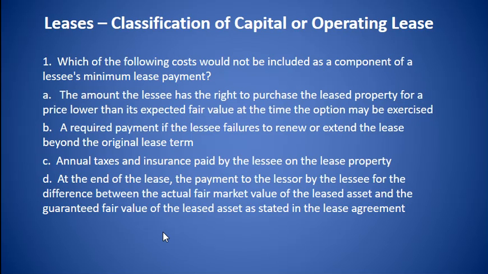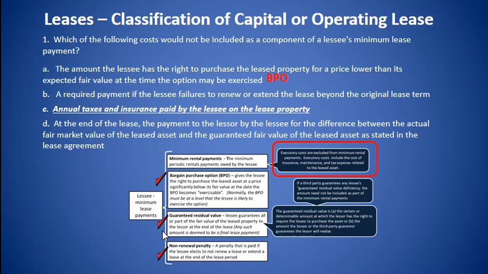Okay, let's take a look at the answer to number one. And the question again is, which of the following costs would not be included as a component of a lessee's minimum lease payment? In this case, the answer would be C, annual taxes and insurance paid by the lessee on the leased property. If we go over the answers here, A is the amount the lessee has a right to purchase the leased property for a price lower than its expected fair market value. That would be considered a bargain purchase option component, and that would be part of the minimum lease payments.